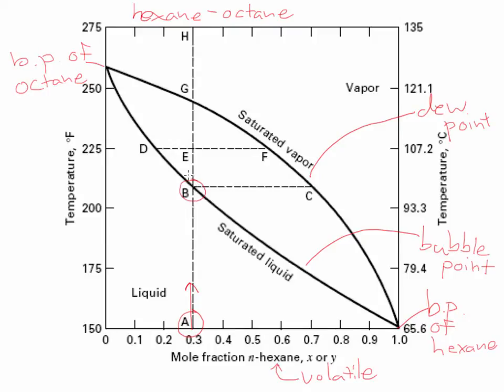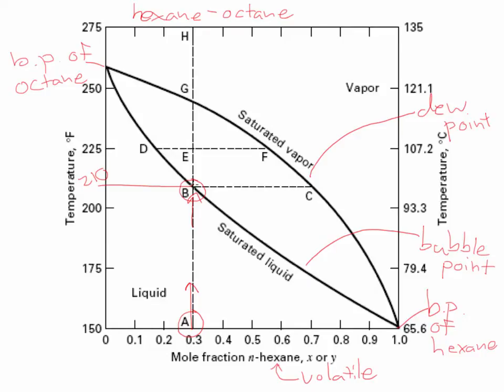At the bubble point, as temperature is increased, for this composition that's 30% hexane, we will form the first bubble of vapor at this point B, which corresponds to a temperature of about 210 degrees. You can take this out to the y-axis and find that the temperature is about 210 degrees. Okay, so we are now in vapor-liquid equilibrium.